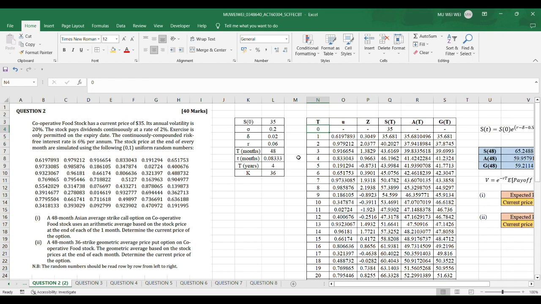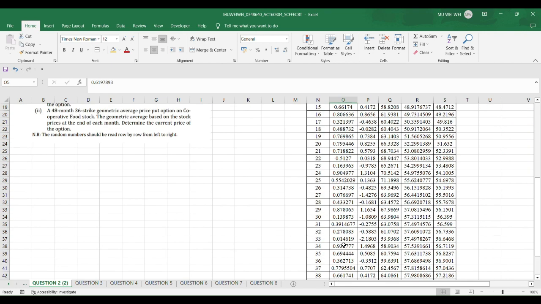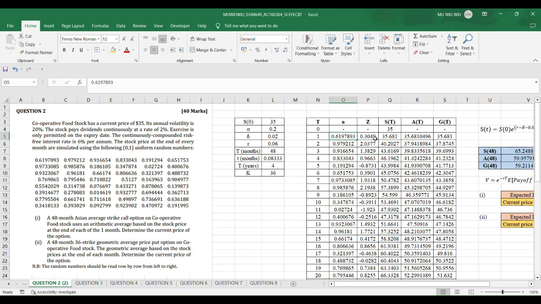Then the uniform random numbers for the stock price at the end of every month are given here. So this is U, and I just type out the values for U from t equals 1 to 48. For the corresponding z-scores, I use the inverse standard normal function to find the z-score for the corresponding U. So I use this formula, and then I just drag down to all the cells below.